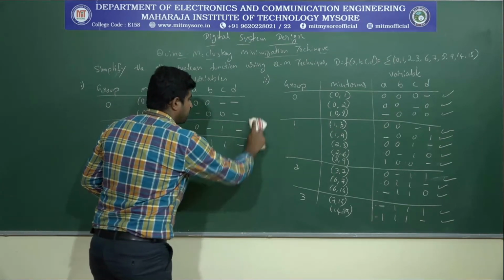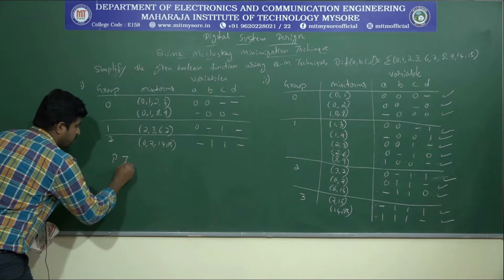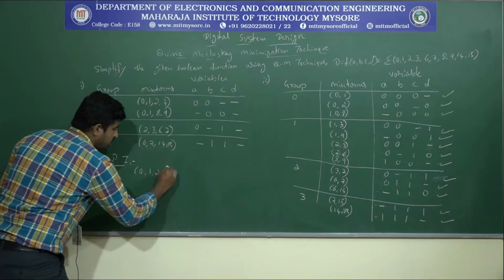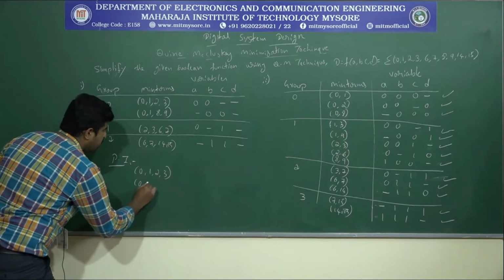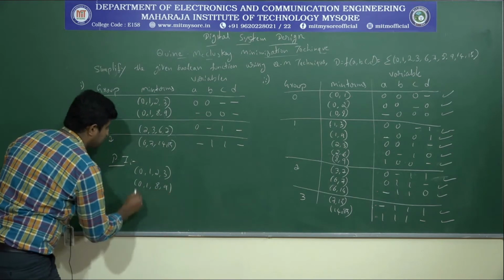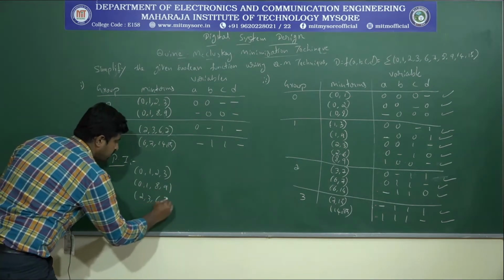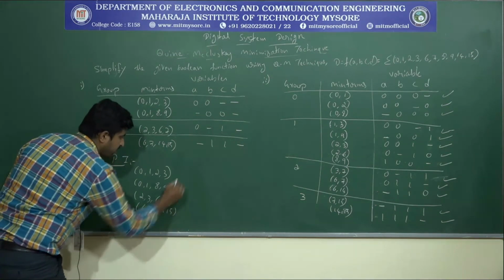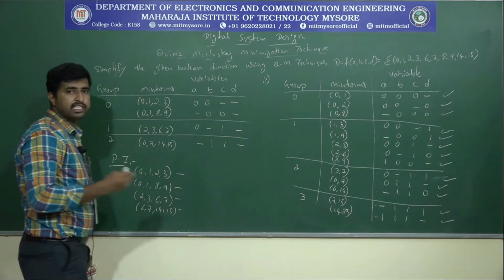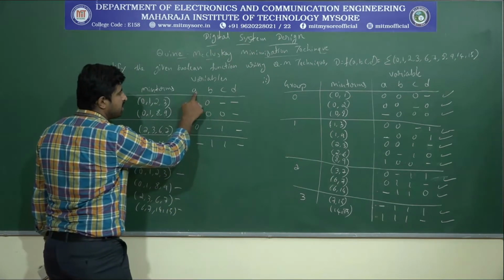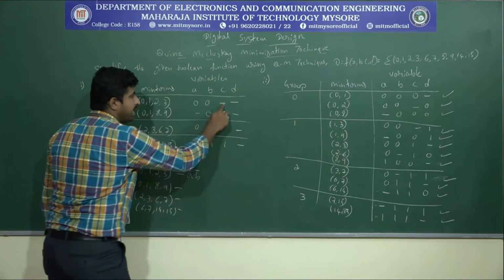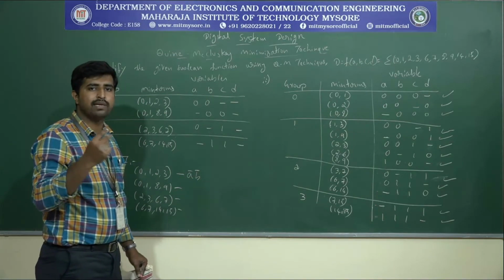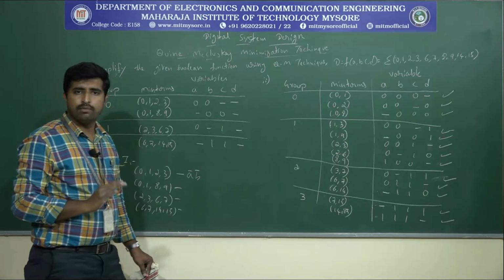So let's write the prime implicants. Prime implicants are 0 1 2 3, next 0 1 8 9, next 2 3 6 7, 6 7 14 15. What are the corresponding terms with respect to variables? This is 0 0, which corresponds to A bar B bar. The dash is there, no need to represent it because a dash indicates redundant. Those variables are redundant, that's why we remove them.